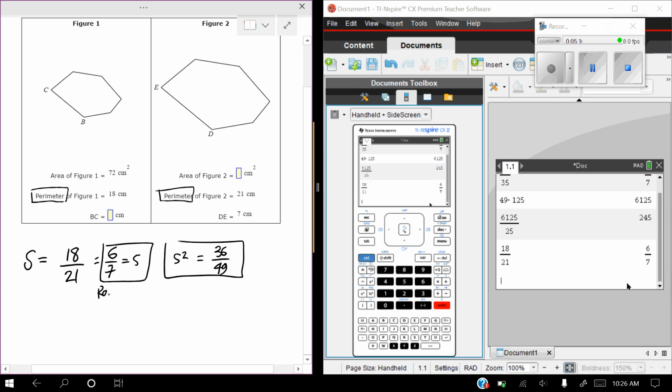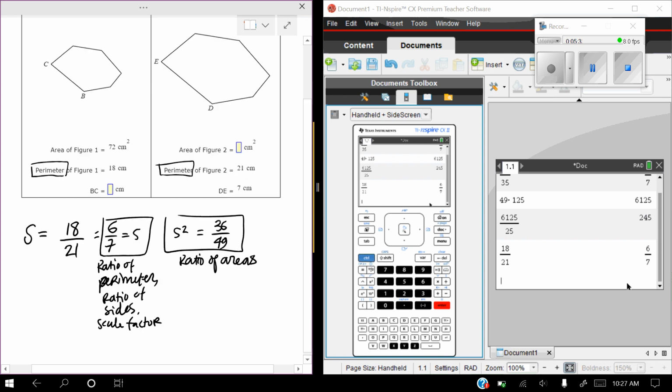So this is the ratio of perimeters, the ratio of sides, and the scale factor. And this one right over here is the ratio of areas.